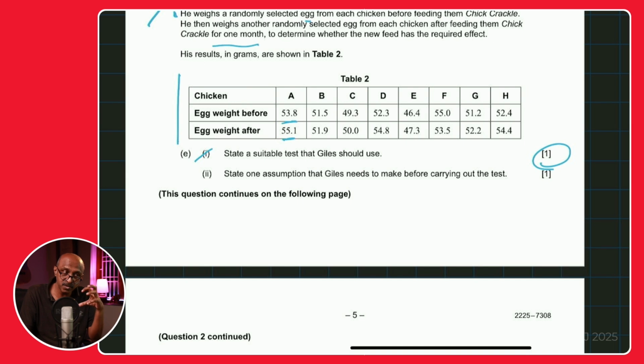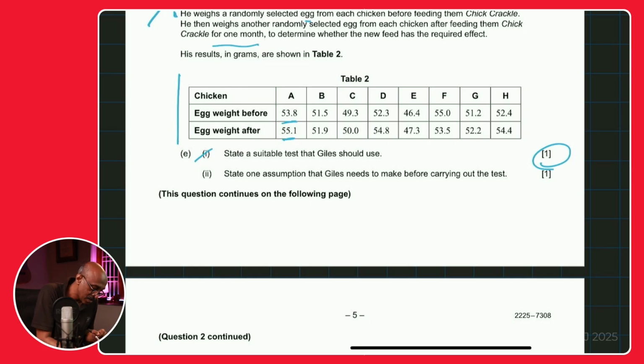Nothing about the chicken, the genes, or the weight of the chicken, the mood of the chicken, none of that has changed. So the chickens are dependent. We're going to use a paired t-test. It'll boil down to 1 sample, because you're looking at the difference. What we are going to end up doing is the difference.